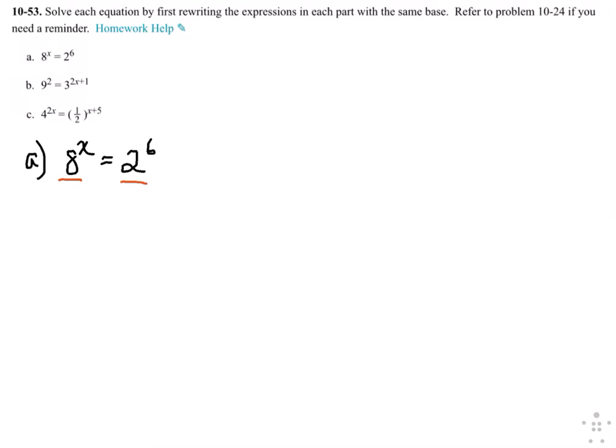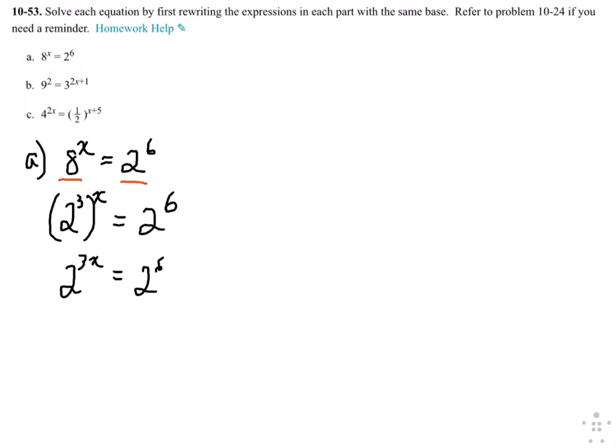So I can rewrite 8 as 2 to the third, right? 2 to the third is 8. So this becomes 2 to the third to the x, right? Which is the same as 8 to the x, equals 2 to the 6th. Now, power to power rule says that for 2 to the third to the x, we multiply the powers. So 3 times x is 3x. So now we have 2 to the 3x equals 2 to the 6th.